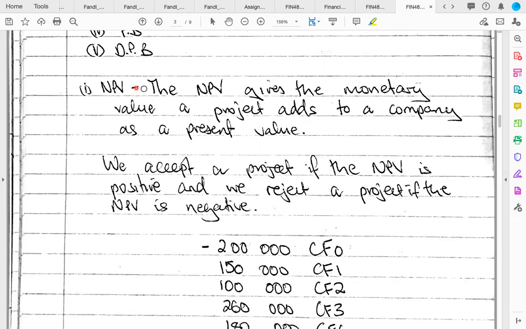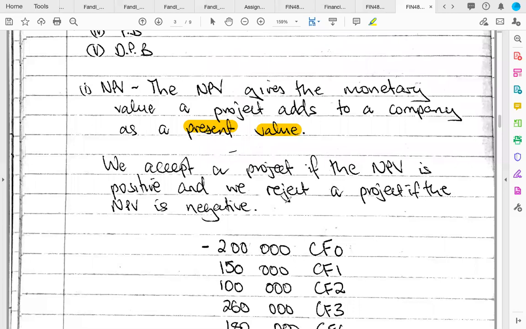Remember from your previous studies, the NPV gives the monetary value a project adds to a company as a present value. So the NPV tells us how much money a project is adding to the company, and we're given the answer as a present value. We accept a project if the NPV is positive, and we reject a project if the NPV is negative. And when you're comparing two or more projects, the higher the NPV, the better.